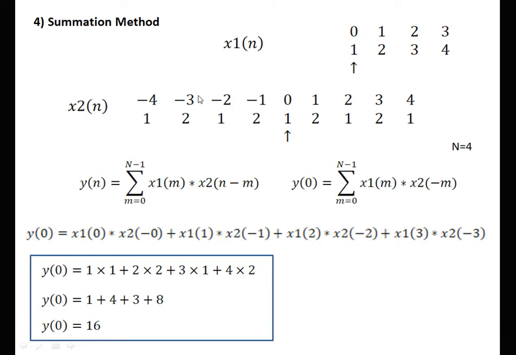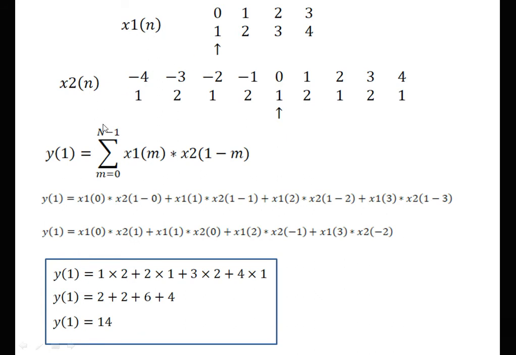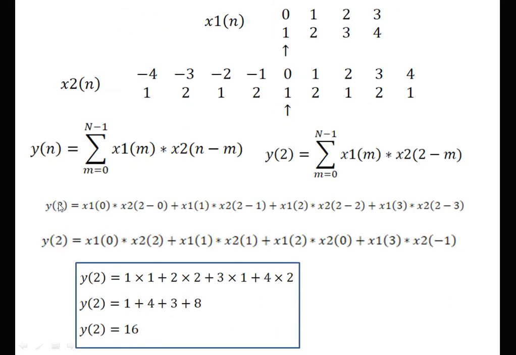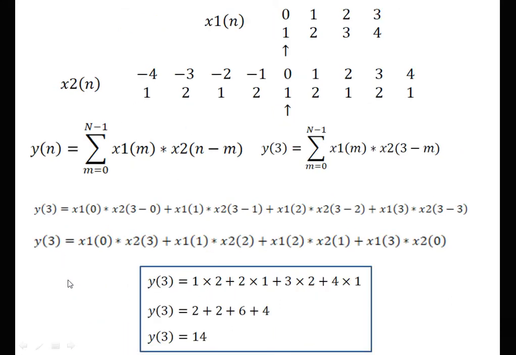And similarly we can do for the next, that is here now n becomes 1, therefore the equation changes as 1 minus m. Now with x1 and x2 of n with us, we can directly take the values. m is going from 0 to 3. We require to put the corresponding values and we are getting the answer. Similarly for y2 and similarly for y3. So in this way we just require to put the particular values at that location and we are getting the answer. So this is nothing but the summation method.